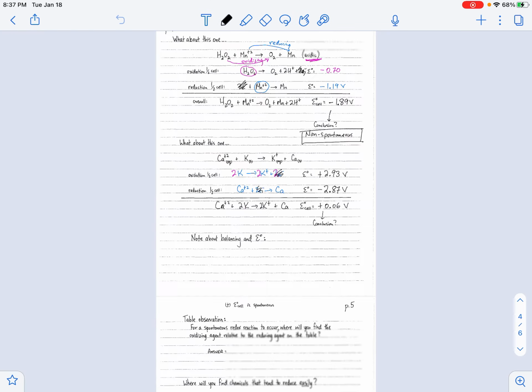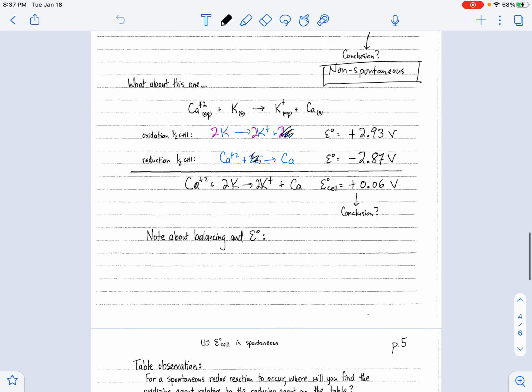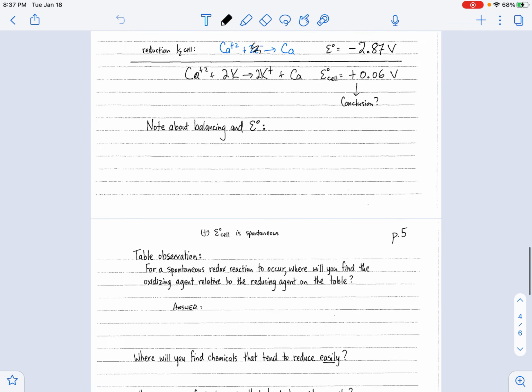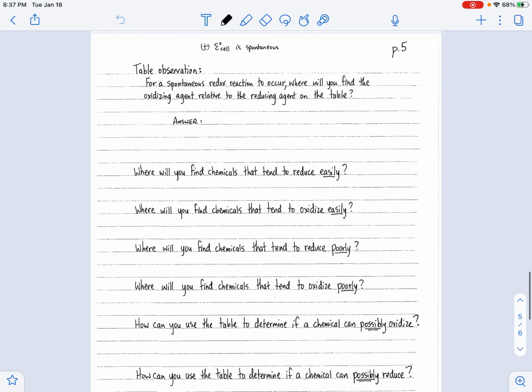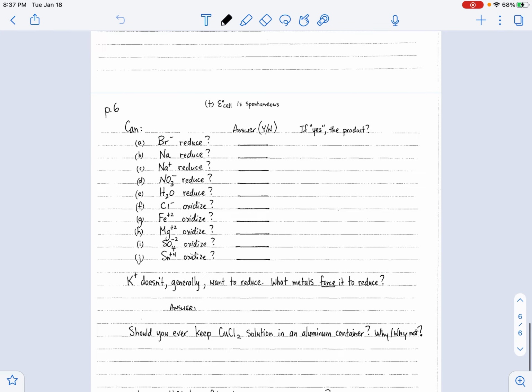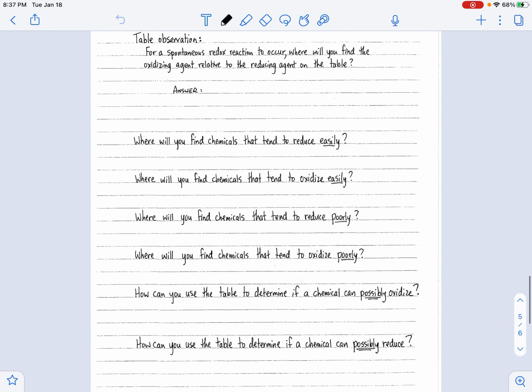Now what I want you to do is, on page 5 and page 6, there's a whole bunch of questions that I want you to do, and then there's going to be some practice for you to do as well. But that's it for the lecture portion here.